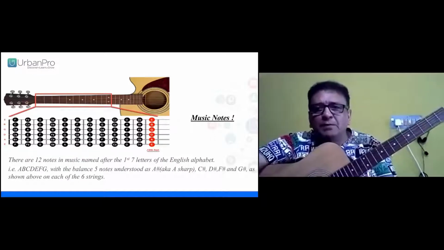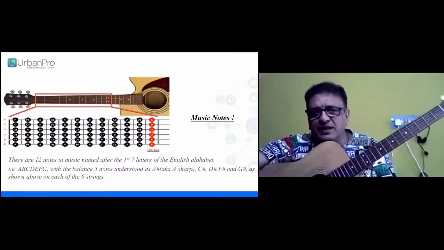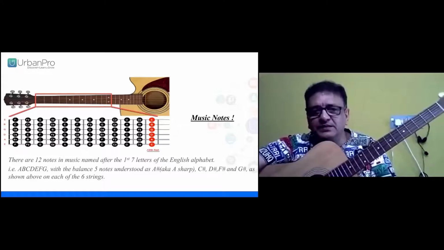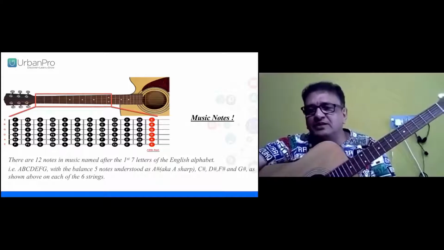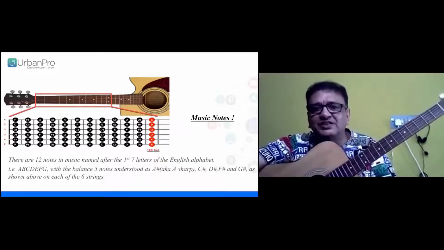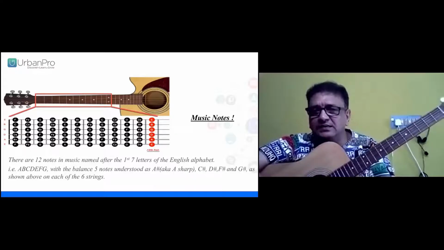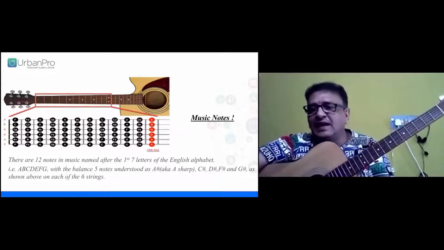Well, let's begin with music notes. If you look at the picture, boxed in red are the 12 notes clearly shown to you. May I repeat? There are 12 notes in music, named after the first 7 letters of the English alphabet. That is A, B, C, D, E, F, and G. With the balance 5 notes understood as sharp, as I will show you, and as shown on the picture, on each of the 6 strings.